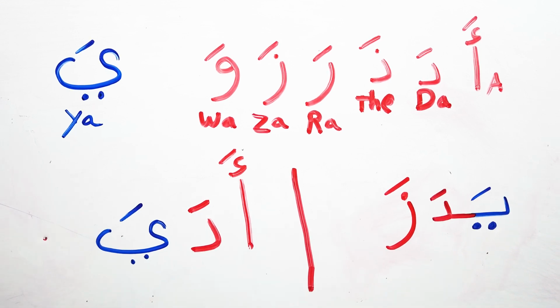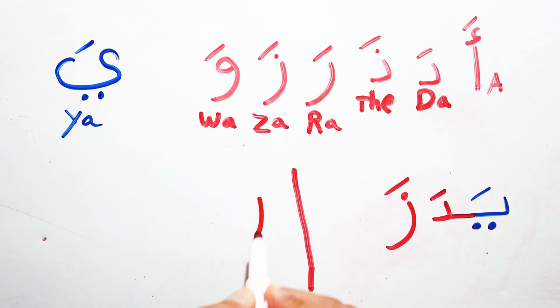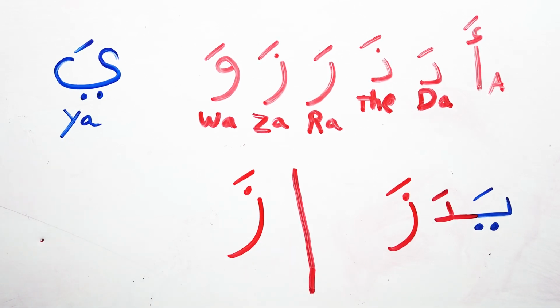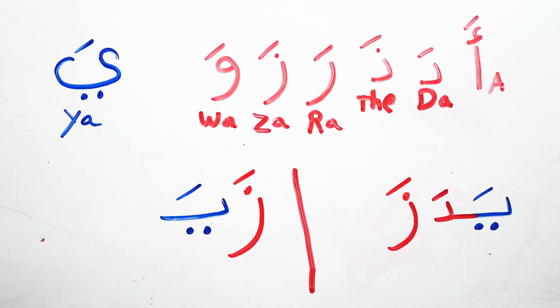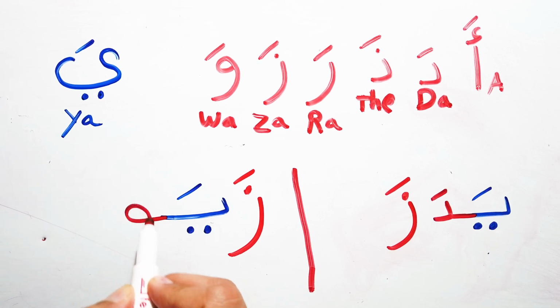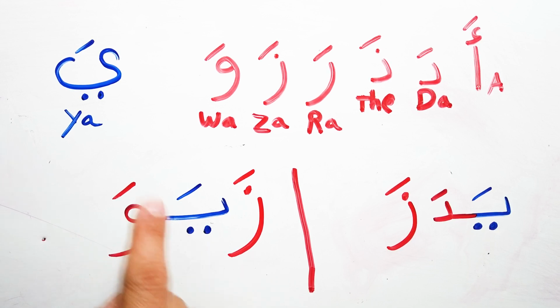Let's write za, ya, wa. Where's za? Za. Ya. Za, ya, wa. Do you see the shape of wa here is like this because it's connected to ya. Za, ya, wa. Za, ya, wa.